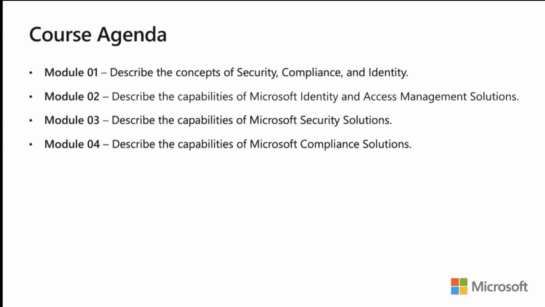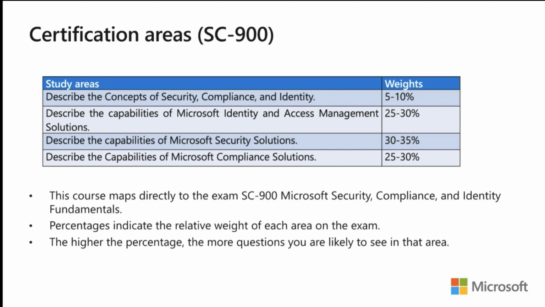So essentially this course consists of 4 areas. The first one is describing the concepts of identity, security, and compliance. Then describing the capabilities of the Microsoft Identity and Access Management solutions. We're going to talk about the capabilities of Microsoft security solutions, and we're also going to talk about compliance solutions as well. Now, in terms of the certification itself, this is the SC-900. It comprises 4 sections, which, as I said, pretty much match the courseware that we have for you.